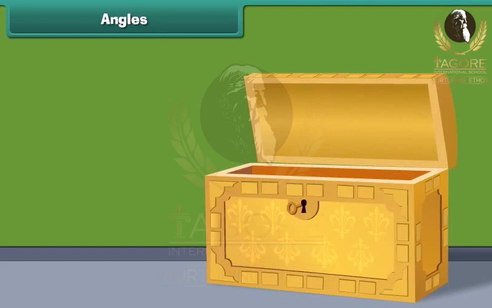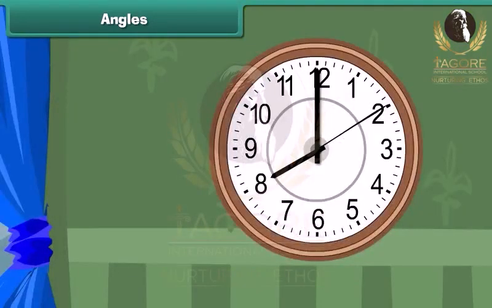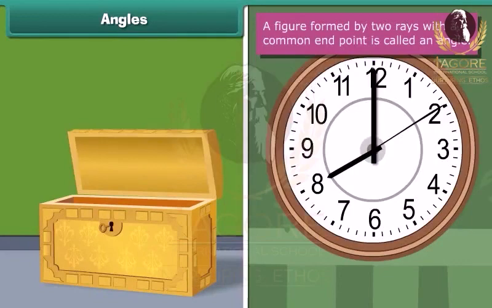Look at this box. What figure does it make? It forms an angle. Similarly, the minute hand and the hour hand in the clock form angles. A figure formed by two rays with a common endpoint is called an angle.